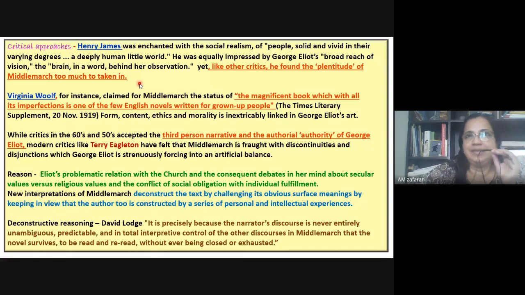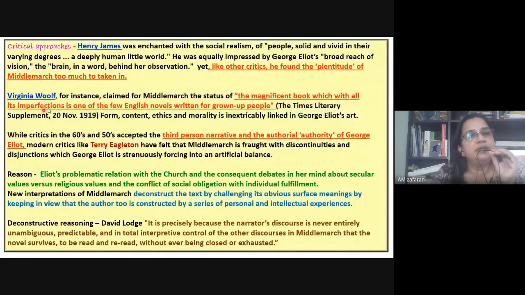So, writers are generally people who have a very accurate and strong sense of observation. That has actually come to the help of George Eliot, because she was able to portray so many different characters. While that is very impressive, at times it also gets very difficult to take in. That is why he says he found the plenitude a little bit too much to take in.